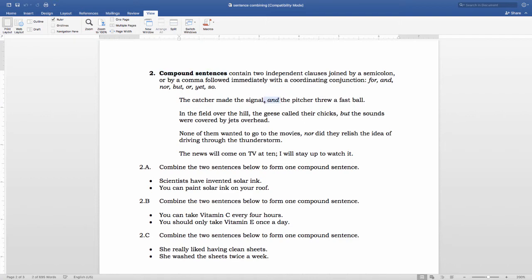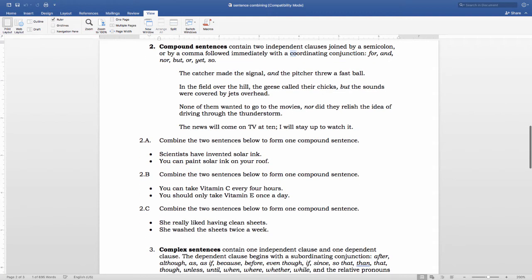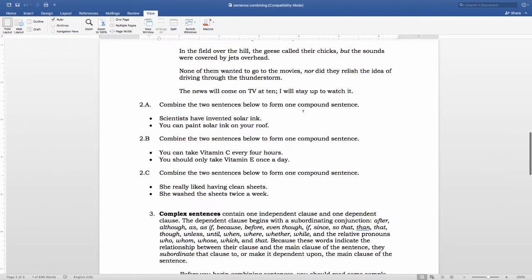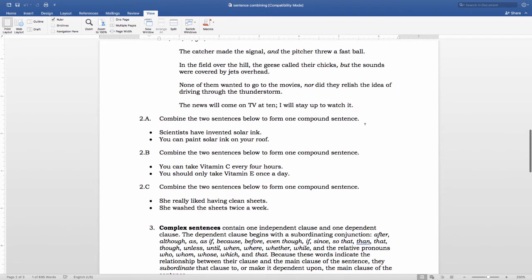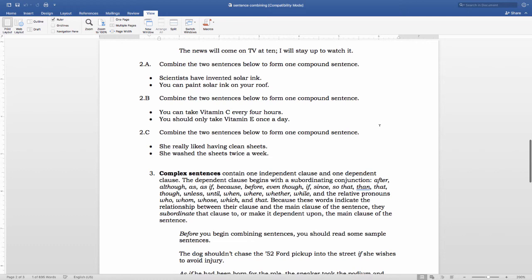We use a comma and a word like and, nor, but, or, yet. So all of those are what are called coordinating conjunctions. Conjunction meaning they join things together. Co meaning that they're equal. Okay, so these are equal parts. The geese called their chicks, but the sounds were covered by jets overhead. So you can see that these are ways to make a compound sentence.